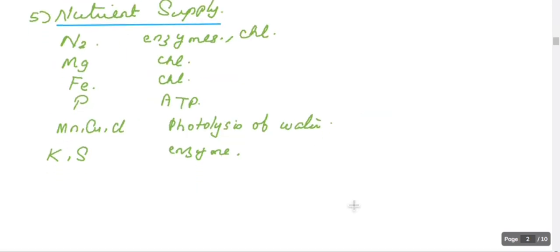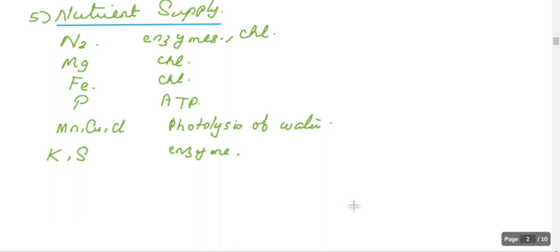Next is nutrient supply. Nutrient supply is actually important. Different nutrients are required by different plant parts for efficient photosynthesis. For example, nitrogen is a major element. Nitrogen is a main constituent of all enzymes and chlorophyll in plants. So without nitrogen, plants cannot do proper photosynthesis. In the same way, magnesium is a part of chlorophyll. In the first part, we learned about the structure of chlorophyll. There I explained about the magnesium.